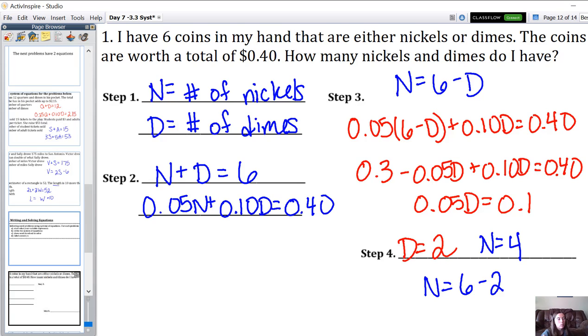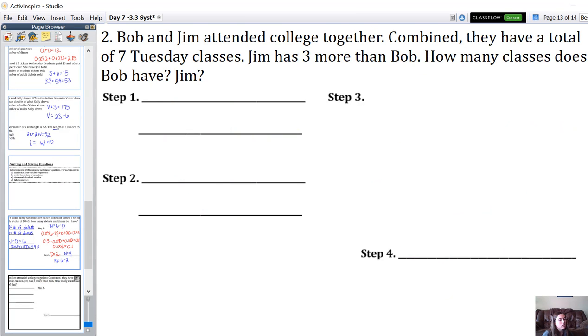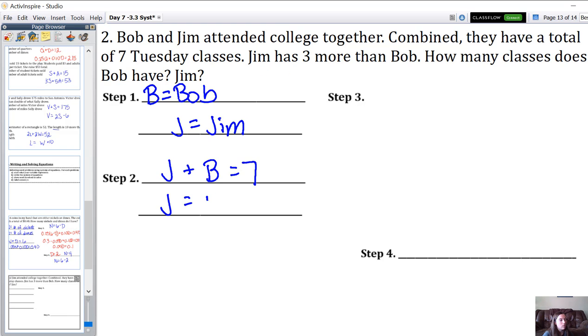Let's look at one more word problem. Bob and Jim attended college together. Combined, they have a total of 7 Tuesday classes. Jim has 3 more than Bob. How many classes does Bob have? And Jim. So I'm going to use B for Bob and J for Jim. And we need to write our equations first. So combined, they have a total of 7 Tuesday classes. So Jim plus Bob should get us to 7 classes. But Jim has 3 more than Bob. So we have Bob plus 3 gets us to Jim.